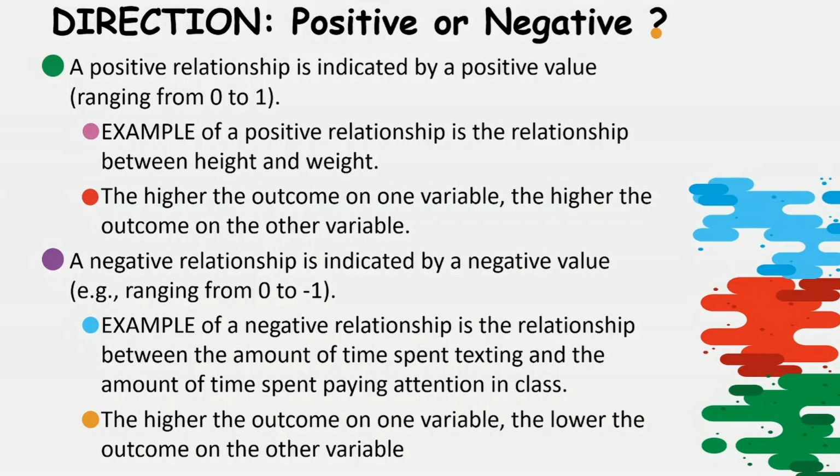Positive or negative. So a positive relationship is indicated by a positive value. So your R coefficient is going to be positive, somewhere between 0 and 1. It's going to be 0.4, 0.6, 0.9, 0.72, but it's going to be positive. And what a positive relationship means is that when one variable moves in one direction, the second variable moves in the same direction. So think of height and weight. Typically, as weight goes up, height goes up. And as height goes up, weight goes up.